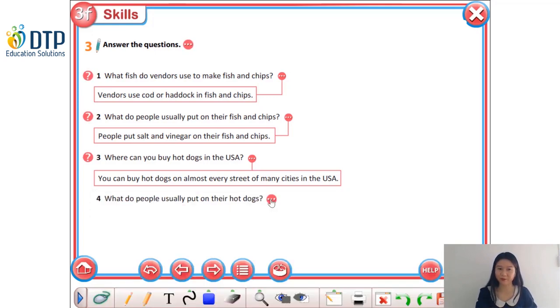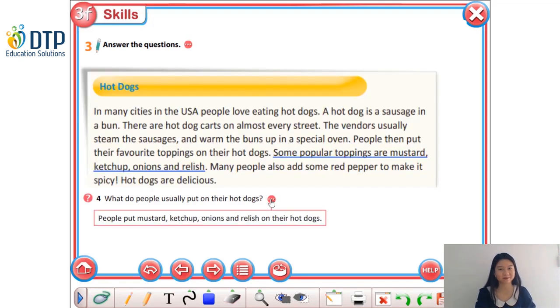And number 4, what do people usually put on their hot dogs? People put mustard, ketchup, onions, and relish on their hot dogs. Are you correct? Wonderful, everybody.